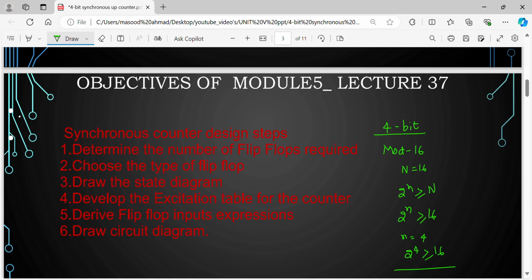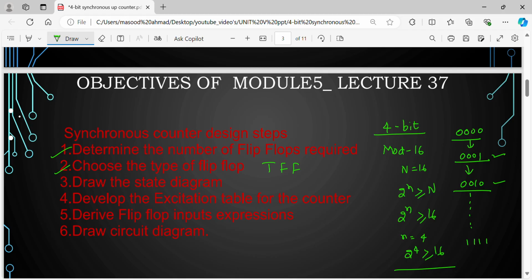What type of flip-flop would you like to use? Let's use the T flip-flop. Now draw the state diagram. How exactly will it be moving? From 0 0 0 0, next it will go to 0 0 0 1, next to 0 0 1 0, and likewise it will go up to 1 1 1 1. If the present state is this, the next state is this. If the present state is this, the next state is this. Likewise, it will be moving from one state to the other.